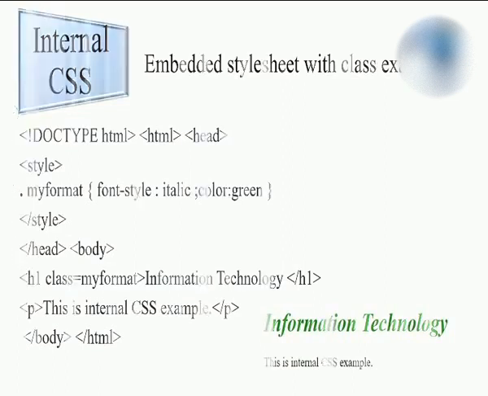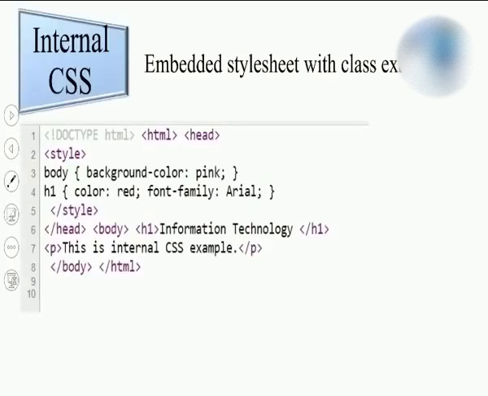Let us take one more example so that you can understand it better. Here again I have used a simple internal CSS. I have not used any ID or any class over here. What I have used is, I have specified how I want H1. So for this information technology word, this is H1. For H1, I have used, meaning the complete body will have background color pink.